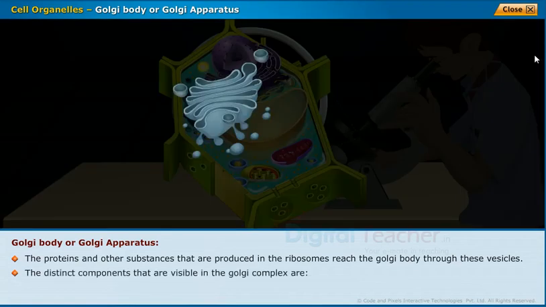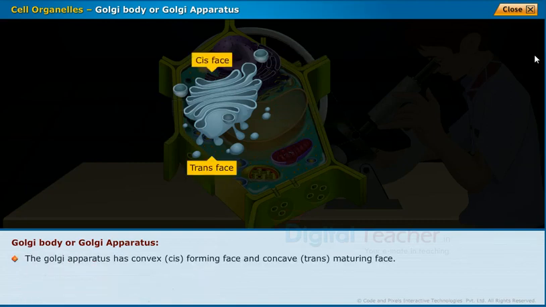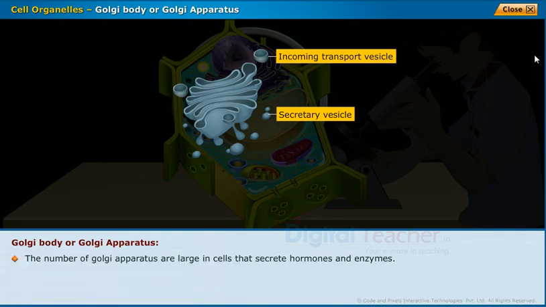The distinct components that are visible in the Golgi complex are flattened sacs or cisternae, clusters of tubules and vesicles, large vesicles or vacuoles. The Golgi apparatus has a convex forming face and a concave maturing face. The convex forming face receives vesicles from endoplasmic reticulum and the concave maturing face produces secretory vesicles and lysosomes. The number of Golgi bodies varies from cell to cell. The number of Golgi apparatus is large in cells that secrete hormones and enzymes.